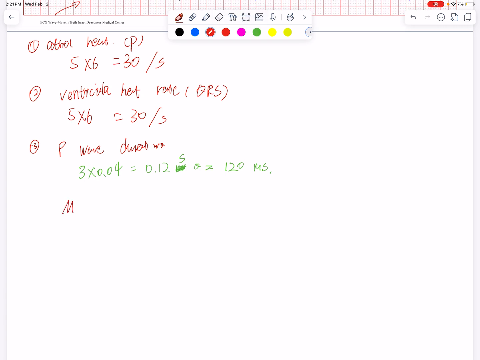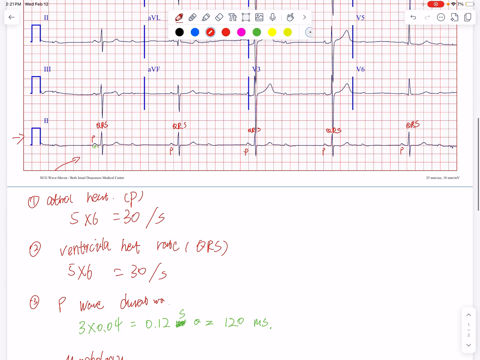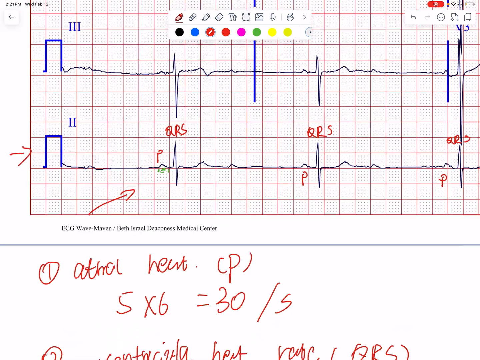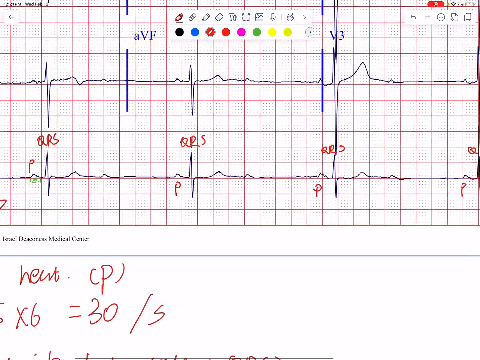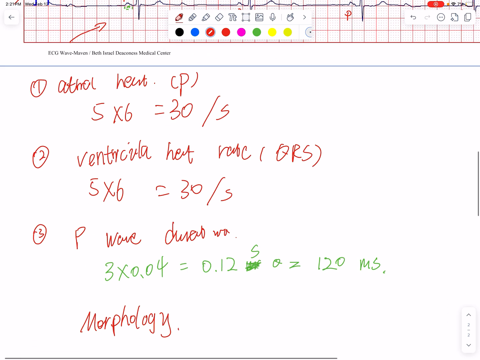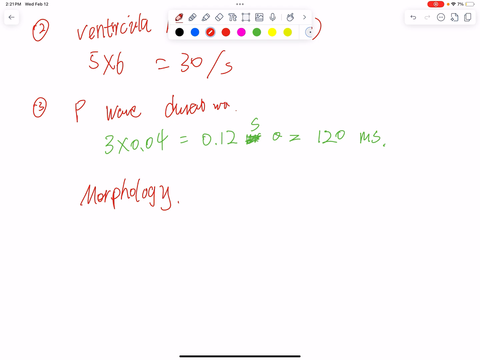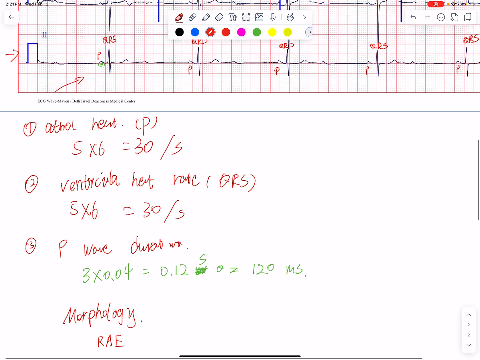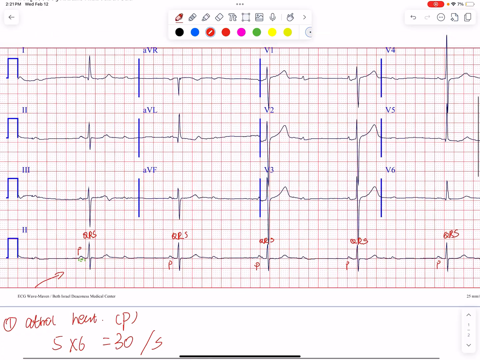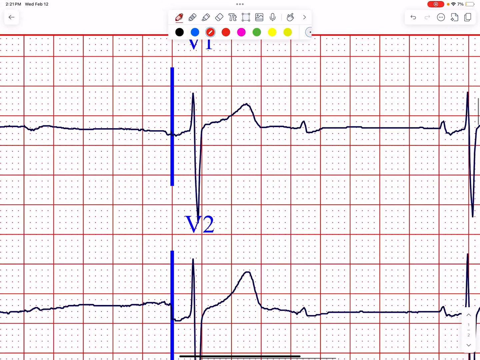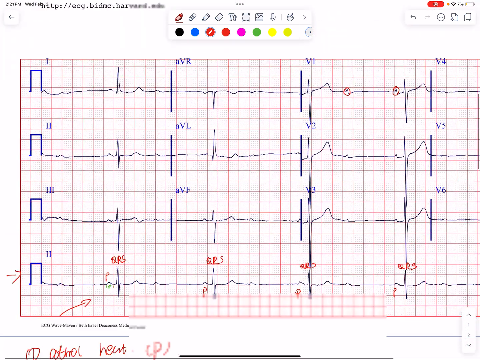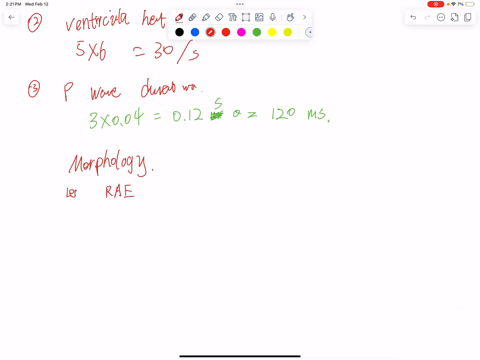For the morphology, I feel like this is kind of normal, but as you can see on the P wave over here, it might show a little bit of left skew. So based on lead 2, maybe the morphology indicates right atrial enlargement, since it's left skewed. And we want to look at V1 as well. As you can probably see over here, it also shows right atrial enlargement. So lead 2 shows right atrial enlargement, and V1 is also showing it over here.